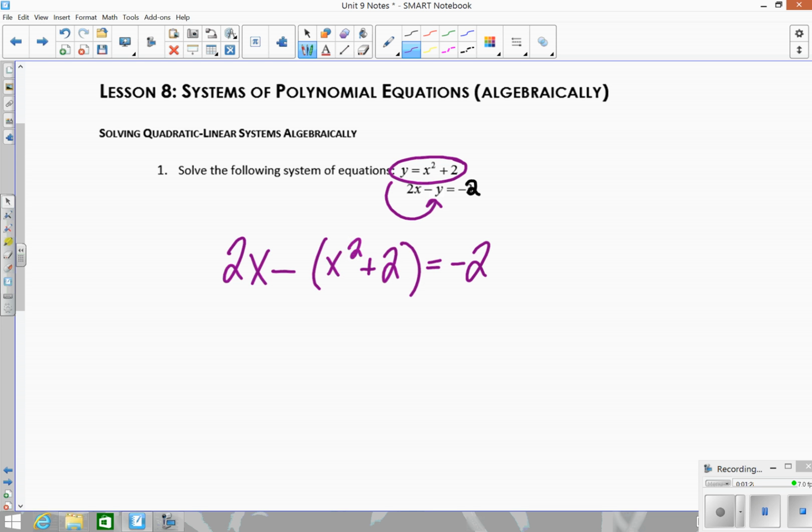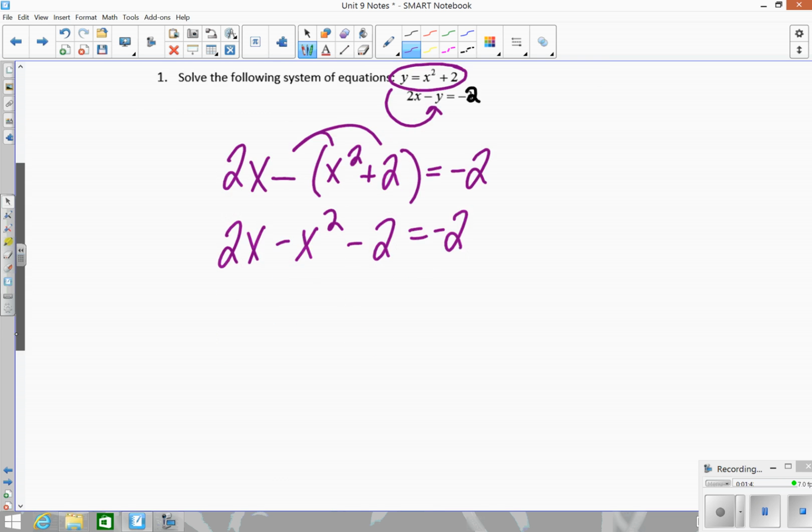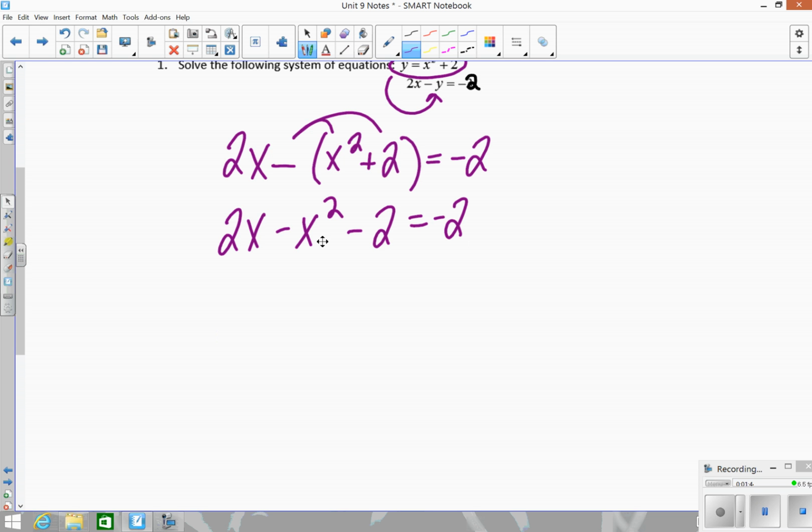Now that I have one equation and one variable, I can go ahead and solve this. So we're going to distribute this negative through. So we have 2x minus x squared minus 2 equals -2. And since I have an x squared involved, that means I'm going to have to factor. Whenever we factor, we have to get 0 on one side. So bring the 2 over. These 2's end up canceling. So we have 2x minus x squared equals 0.